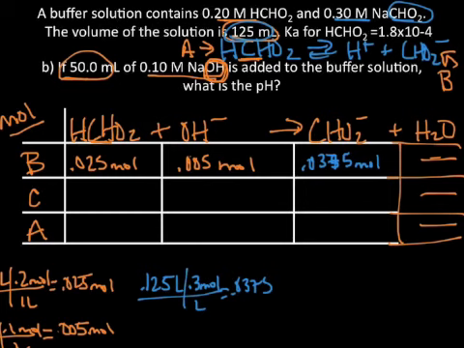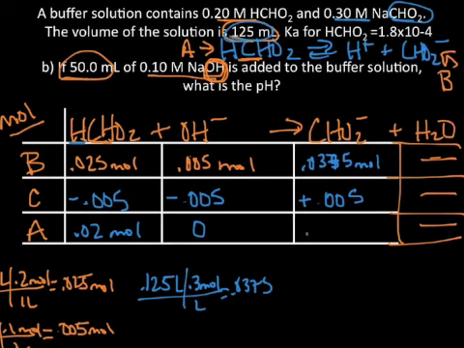So the OH minus is going to get used up, so I'm going to subtract that. So I end up with 0 left. It's going to react with HCHO2, so I'm going to subtract it from there also. And that leaves me 0.02 moles of acid left. On the product side, I'm going to add that 0.005, because as that H gets pulled off, it's going to generate CHO2 minus. So I end up with 0.0425 moles of that.